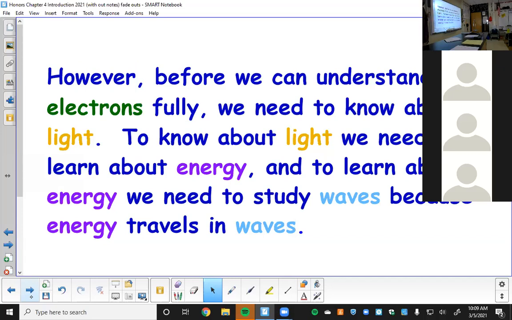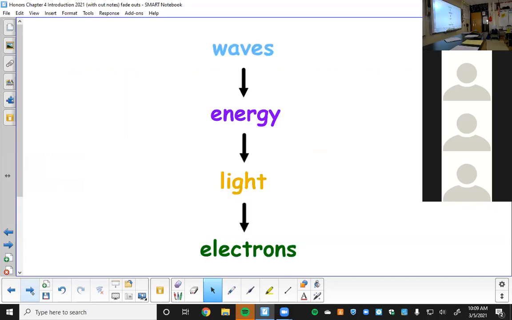So this is kind of like the approach that we're going to be taking to this chapter, at least the beginning half of the chapter. And if you want to summarize, this is the sequence that we're going to be looking at things. Today and part of Monday, we'll be looking at energy and waves. And then we'll connect that more into light starting on Monday. And then we'll see how light is impacted by electrons or vice versa. So all that to get a better understanding of the electron.